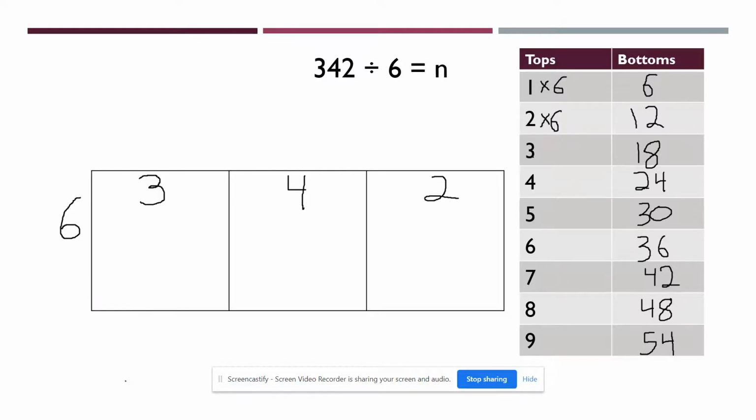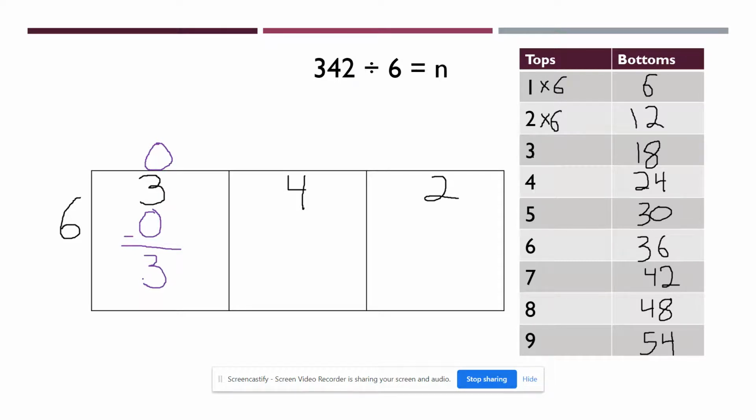So I'm going to change my pen color. And here you can see that we have 3 hundreds. I'm looking at my list of bottoms to see if any of these numbers have the value of 3 or less. None of them do since we start at 6. So that means on the bottom, I put a 0, and on top, I put a 0. I can make no groups of 300 with 6. So now I'm going to subtract 3 minus 0, and I get 3.